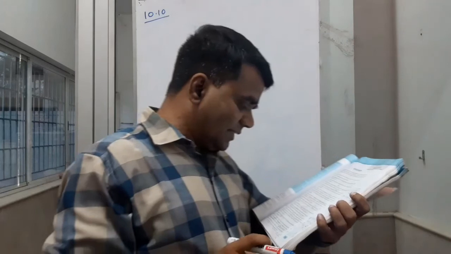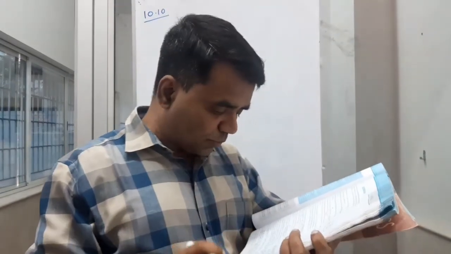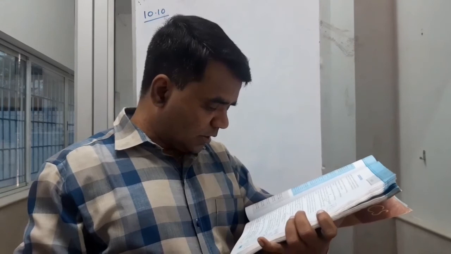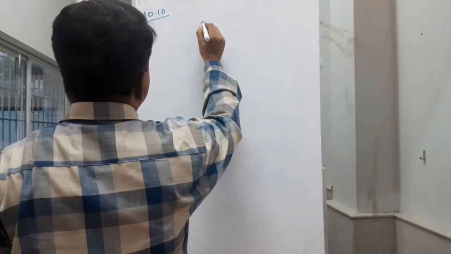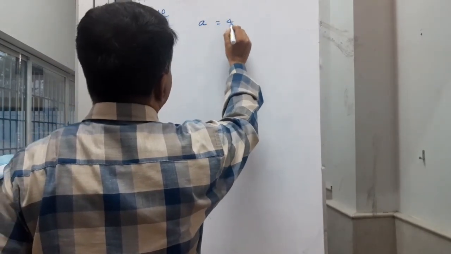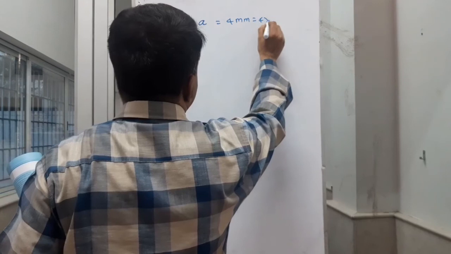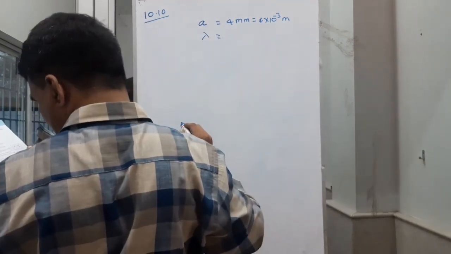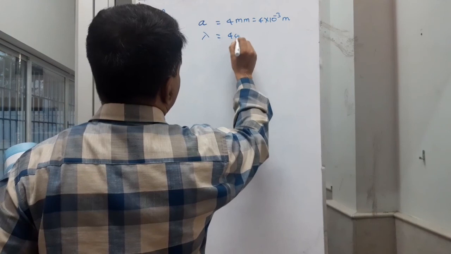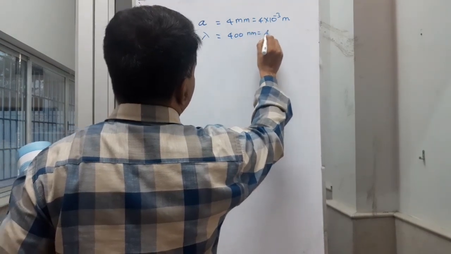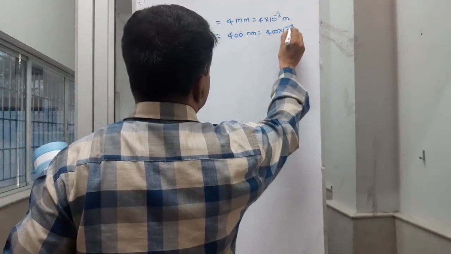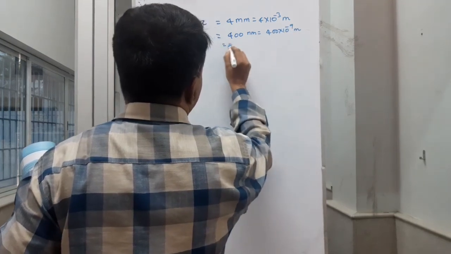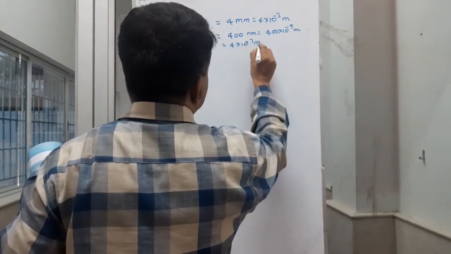So it's 10.10. Estimate the distance for which ray optics is a good approximation for an aperture of 4 mm and wavelength of 400 nanometers. So the aperture a is given as 4 mm, or 4 into 10 power minus 3 meter, and the wavelength lambda is given to be 400 nanometers. 400 nanometers is 400 into 10 power minus 9 meters, or 4 into 10 power minus 7 meters.